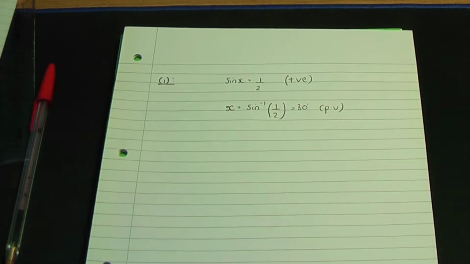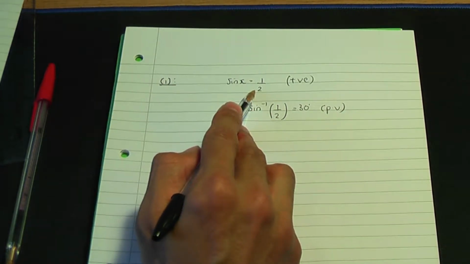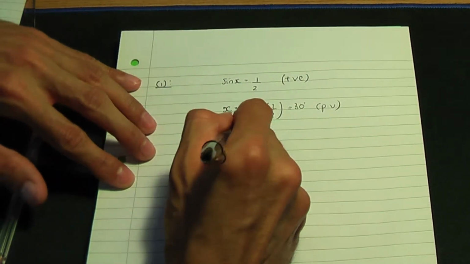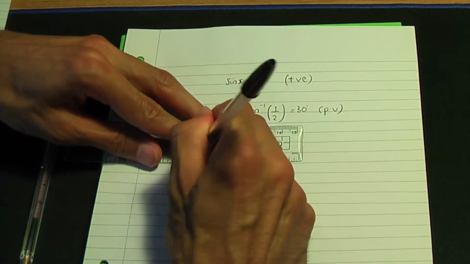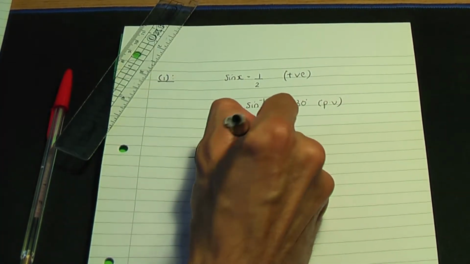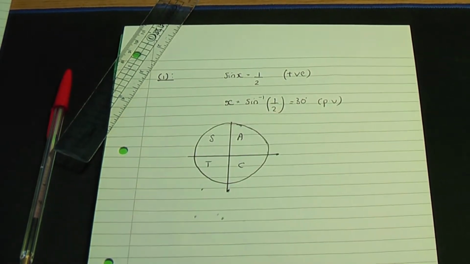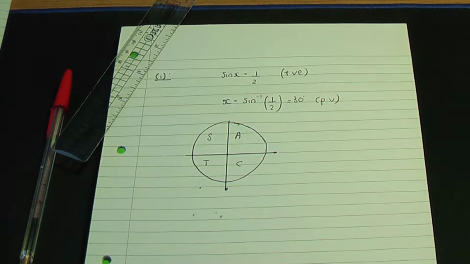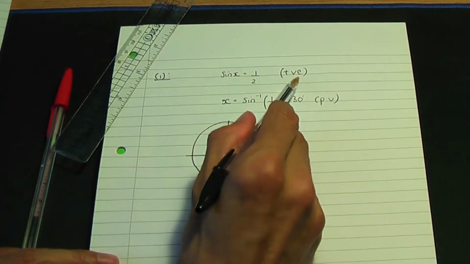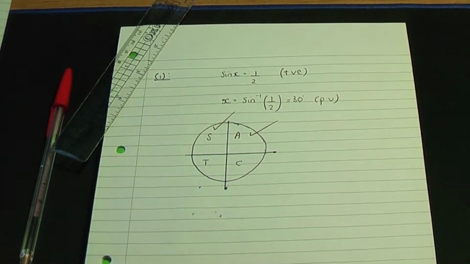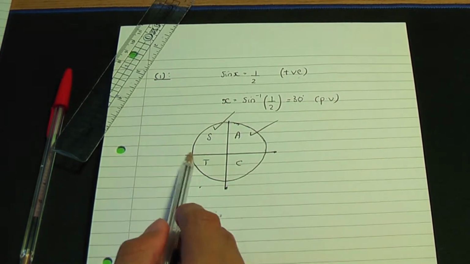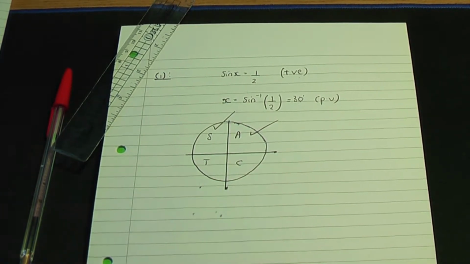Okay, so in this case, let's plot that 30-degree angle where sine is positive. I think a CAST diagram is in order. Let's include some quadrants, and label the quadrants A, S, T and C. So we need to plot 30 degrees where sine is positive. Sine is positive in the first and second quadrants. And remember, angles are measured from the horizontal when plotting your diagram.